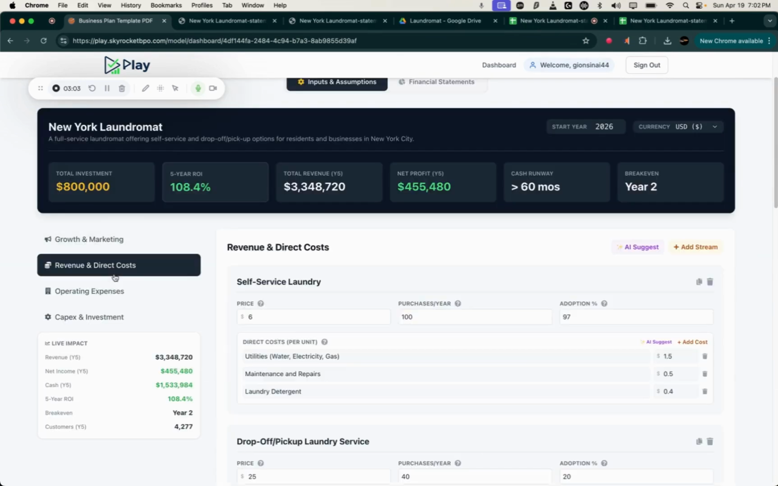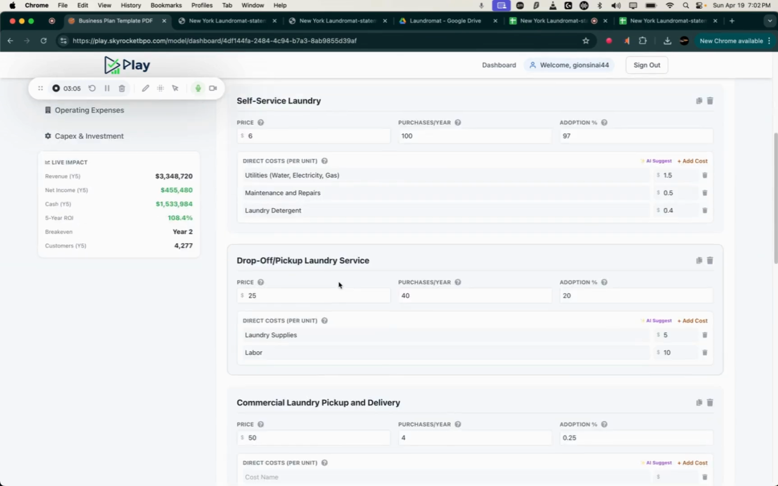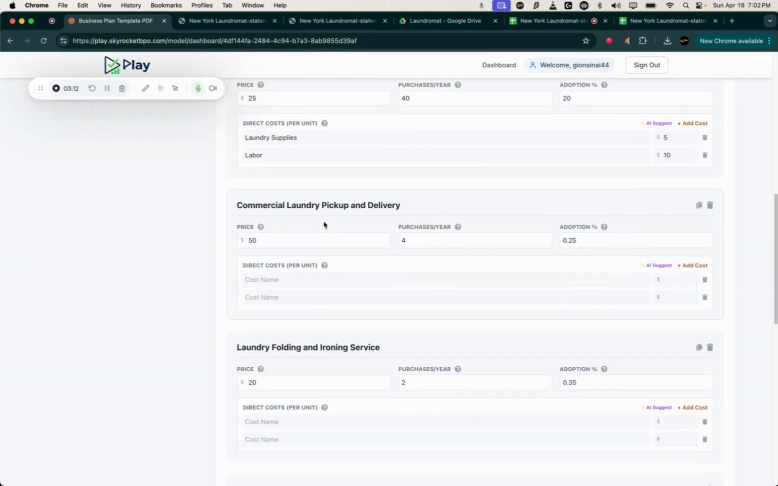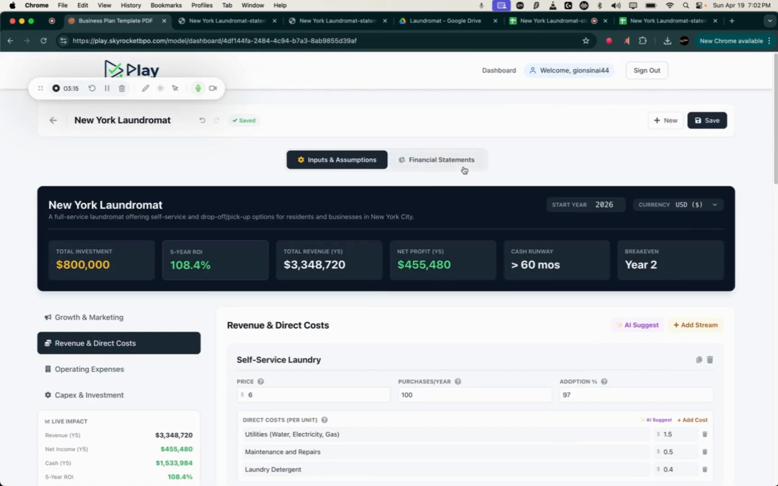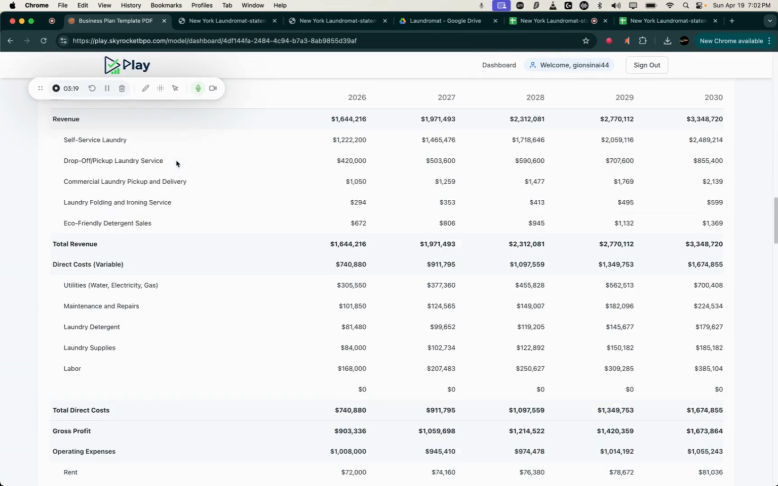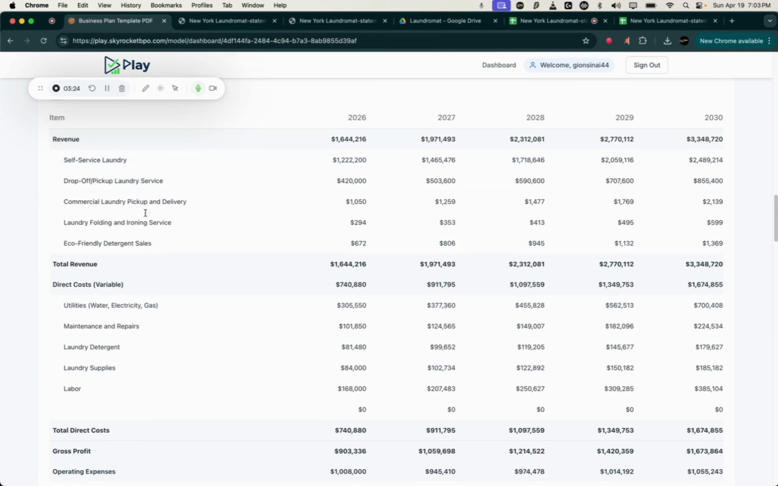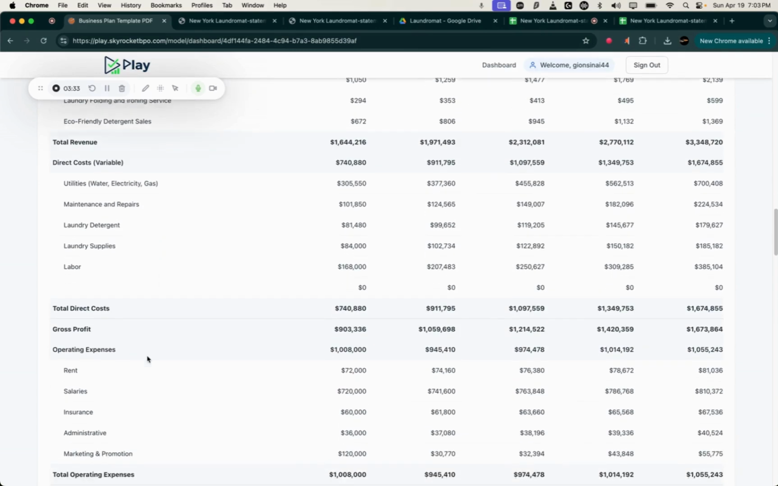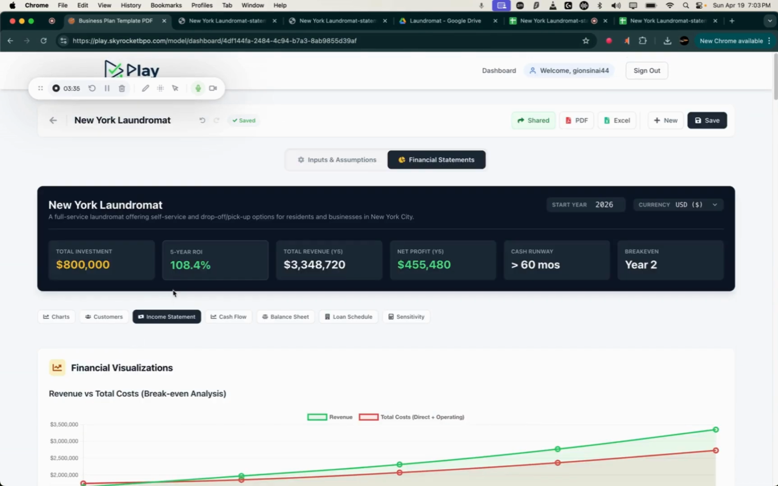Now let's move on to revenue section. So in revenue section, I already mentioned that we have three different input fields along with direct costs. So you can add as many revenue sources as you want, and those will be reflected clearly in the income statement. Let's go to the income statement. So as you can see, all the revenue sources are going to be added in the income statement like this. Then we also have the direct costs from the revenue sources and the operating expenses underneath.